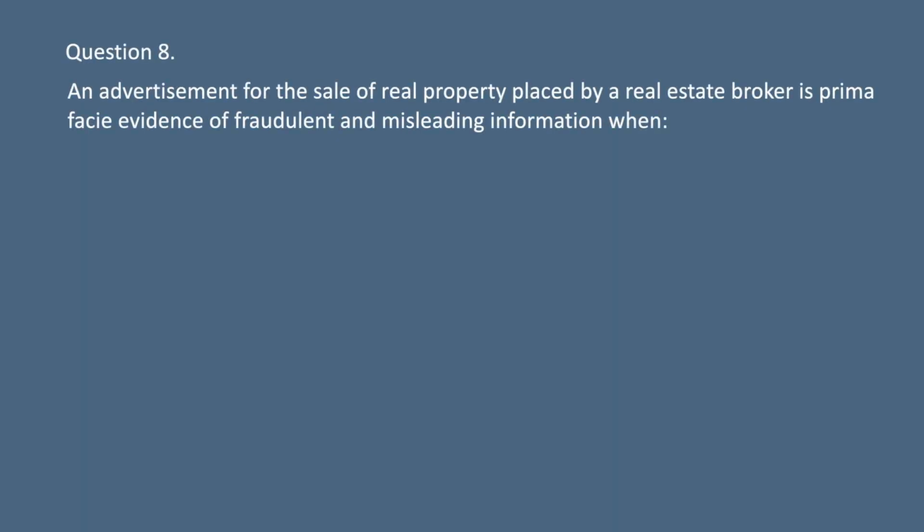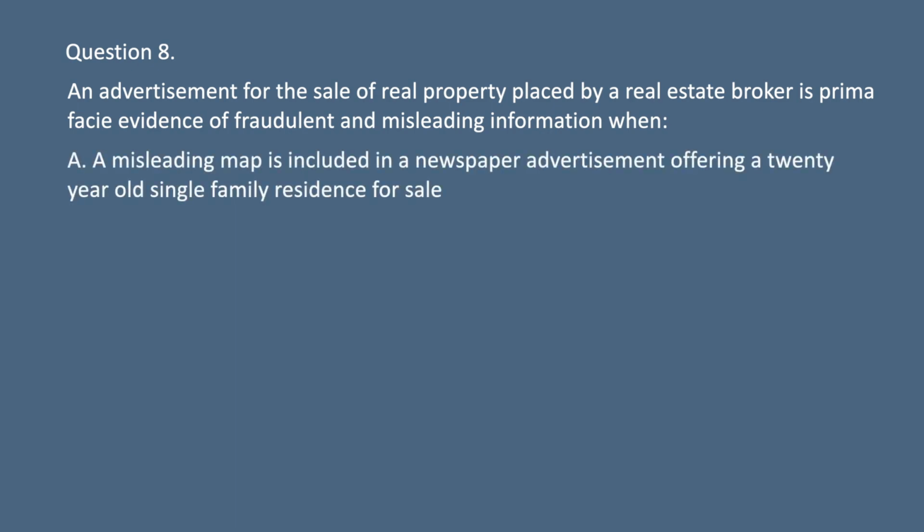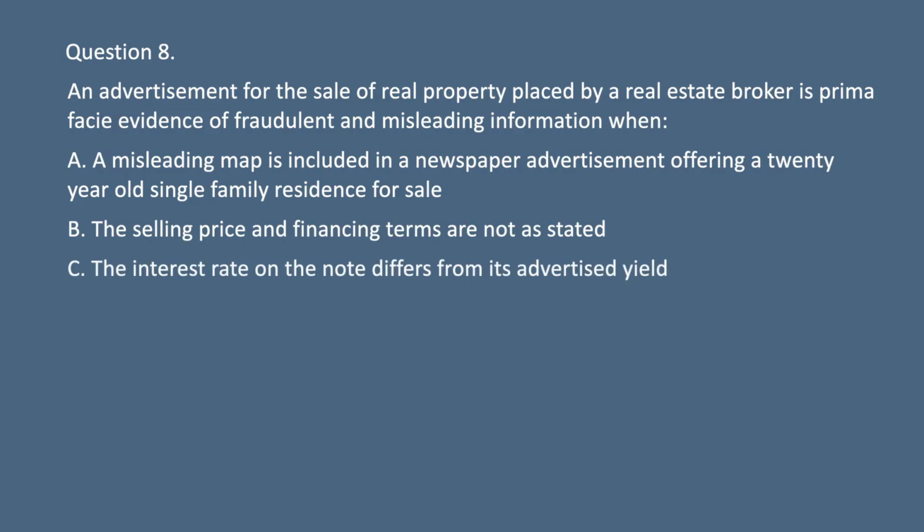Question 8. An advertisement for the sale of real property placed by a real estate broker is prima facie evidence of fraudulent and misleading information when A. A misleading map is included in a newspaper advertisement offering a 20-year-old single-family residence for sale. B. The selling price and financing terms are not as stated. C. The interest rate on the note differs from its advertised yield. D. The name of the development is misspelled.